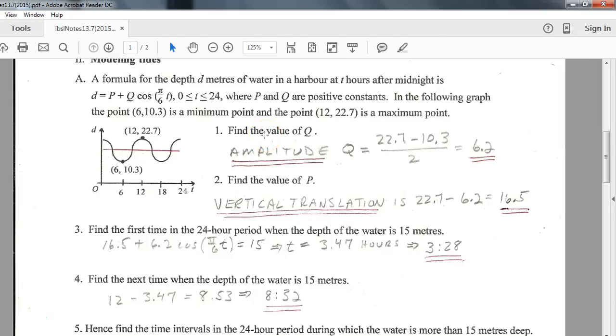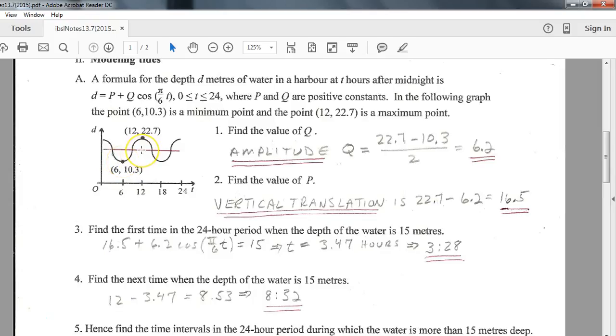One is just figuring out the values of p and q. We can do that just looking at the graph that was given to us. So look at our q value here for just a minute. You can see q is sitting in the place of our amplitude value. And so our amplitude is simply the distance from this midline to here, or it's the distance from the midline to here. And so we just have to figure out what that distance is.